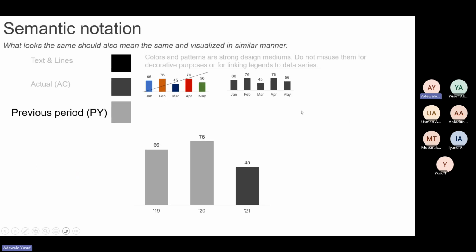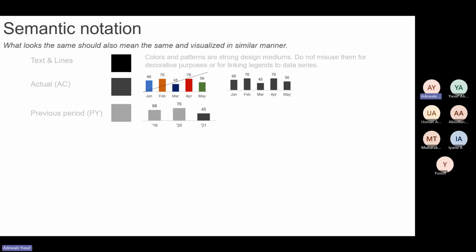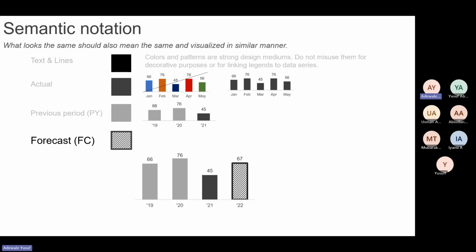Now, when it comes to prior year, it always makes sense to use a lighter shade of the black. So that way, you know, okay, I'm talking about prior year, just like an example of what you can see here. So just a lighter shade of that, to reflect that this is the standard I'm doing. And forecast also. So when you're talking about forecast, you have a standard color.